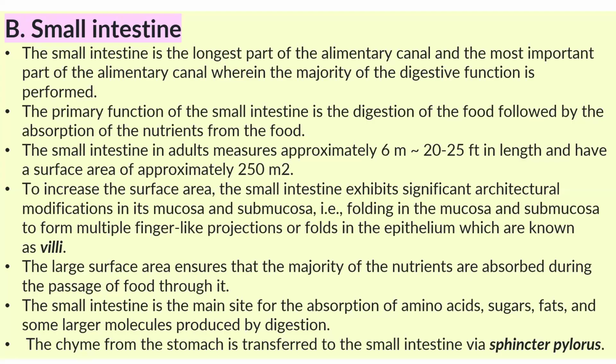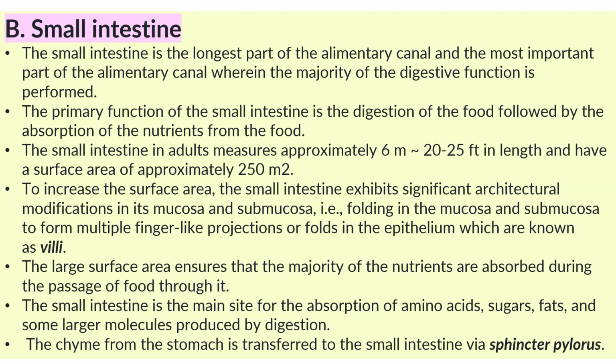The small intestine is the longest part of the alimentary canal and the most important part, where the majority of the digestive function is performed, and the digestion of food is completed in the small intestine. The primary function of the small intestine is the digestion of food, which is followed by the absorption of nutrients from the food. Another function is the absorption of nutrients. It helps in the absorption of nutrients, vitamins, minerals, and water, and the digestion of proteins, carbohydrates, and fats.